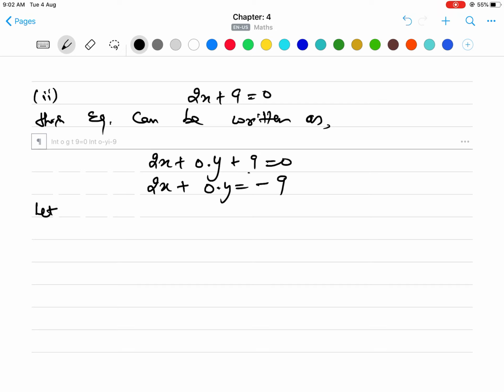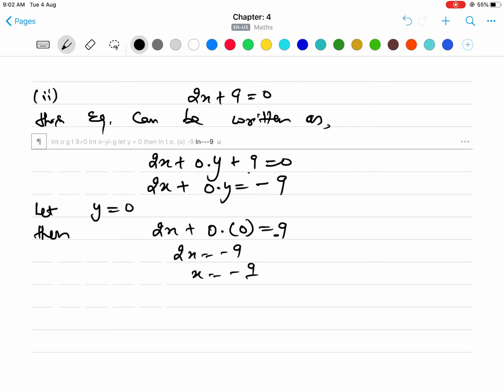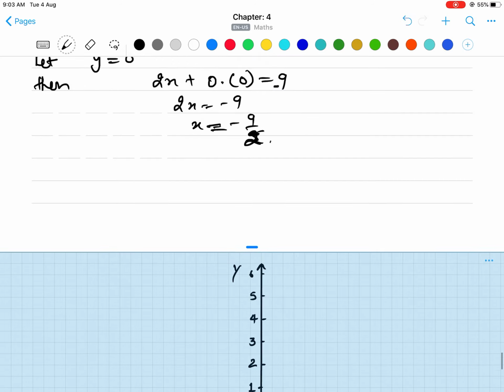Let y equals to 0, then we have 2x, we have coefficient of y is 0. At the place of y we'll write 0 equals to minus 9. So this will be 2x equals to minus 9, or x will be equals to minus 9 by 2. Okay, that's the one solution.